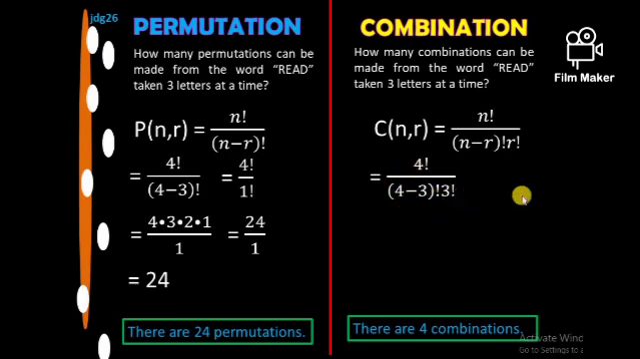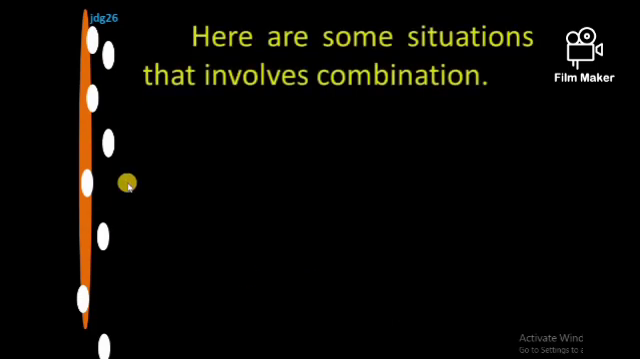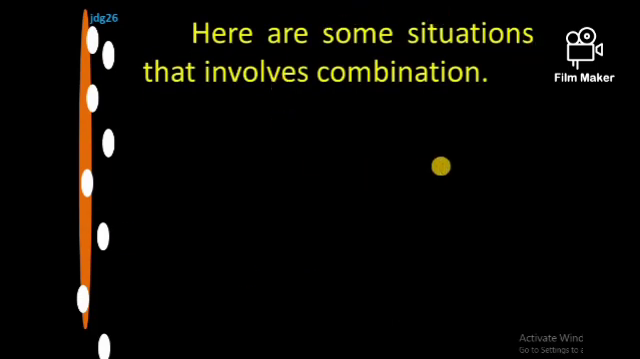Substitute. Simplify natin, we have 4 factorial. 4 minus 3 factorial is 1 factorial times 3 factorial. Expand. 4 times 3 times 2 times 1. And then in denominator, 1 factorial times 3 times 2 times 1. And this is equal to 24 divided by 6 is equals to 4. So the same lang yung answer natin kanina. We have 4 combinations. So, ano-ano yung mga situations that involves combination?